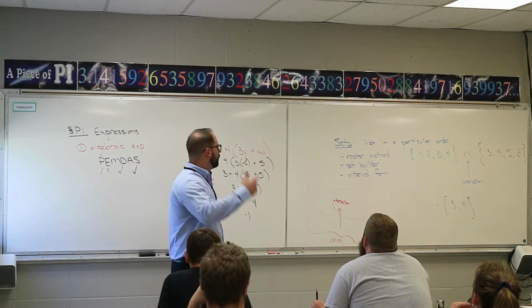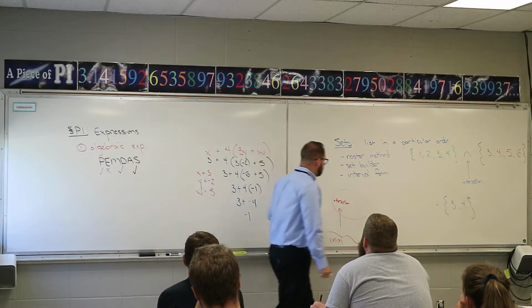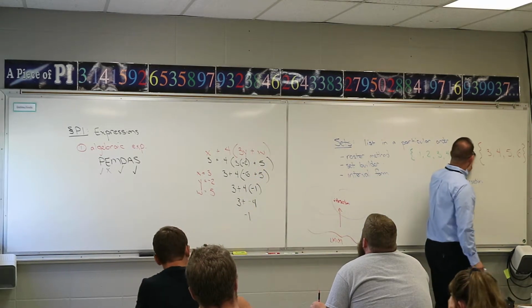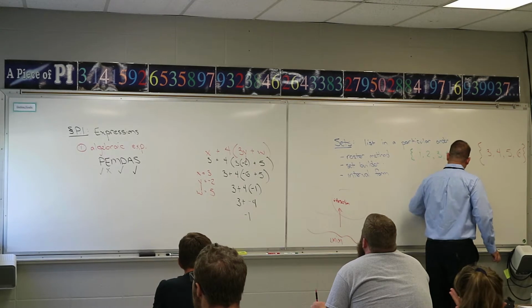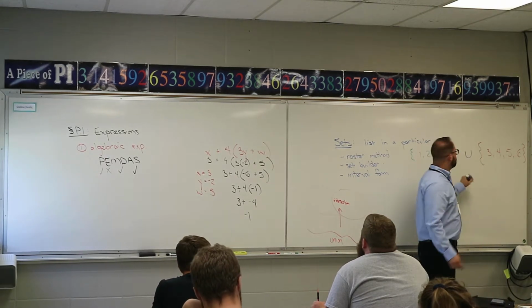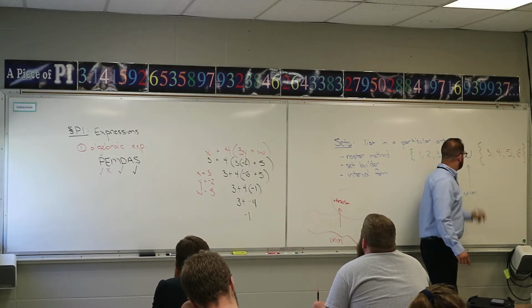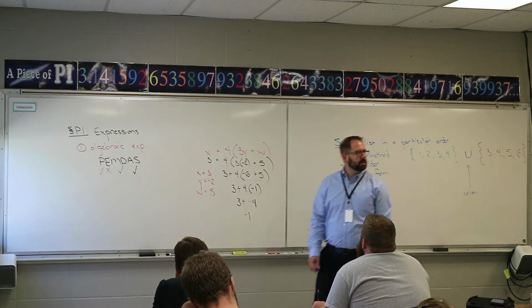Now let's do the other one. Because obviously I said intersection, the other one could be a union. Okay, so a union. Is this all for the roster method? Yes. This is a union. It's a U, literally for union.